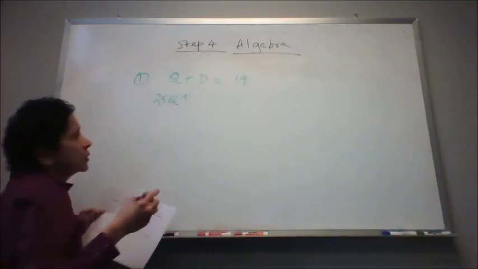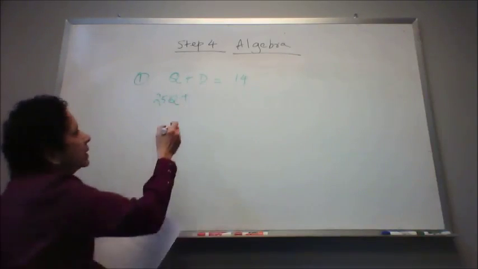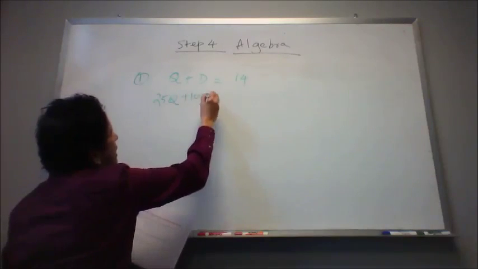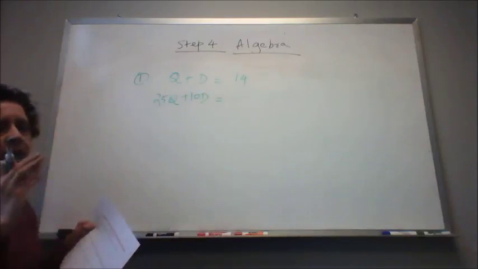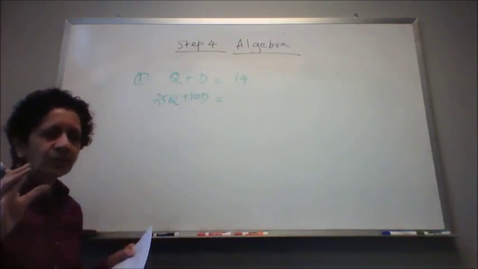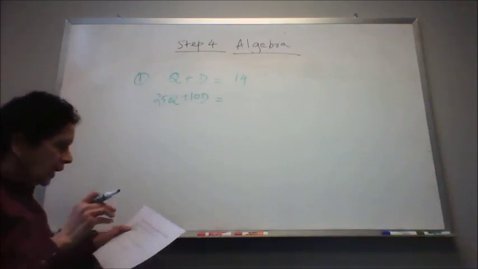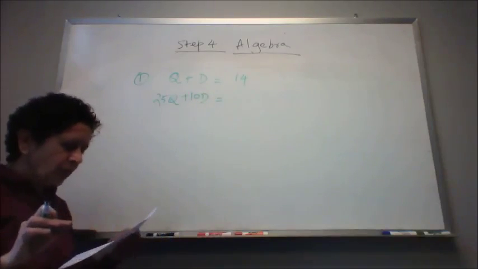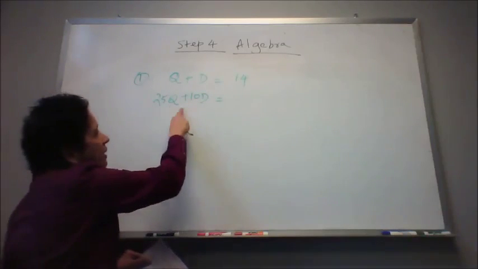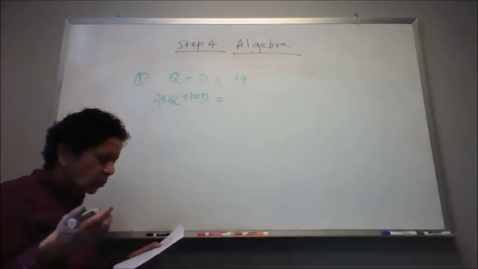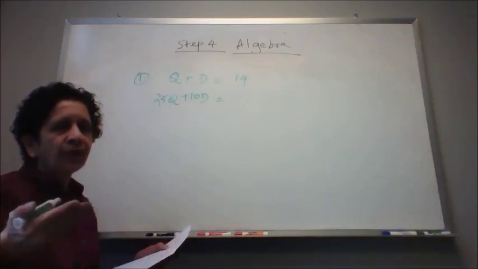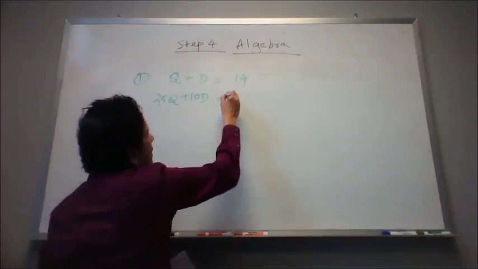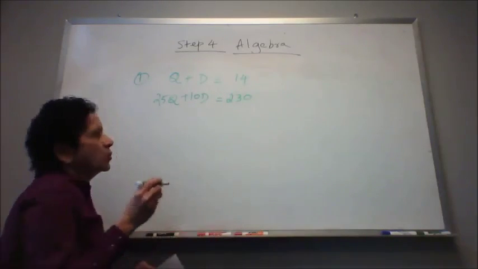Similarly, each dime is worth 10 cents. So 10 times D is going to give me the value of those dimes in terms of cents. And that equals, they say, $2.30, but I'm doing everything here in terms of cents. So $2.30 means 230 cents. So those are the 2 equations.